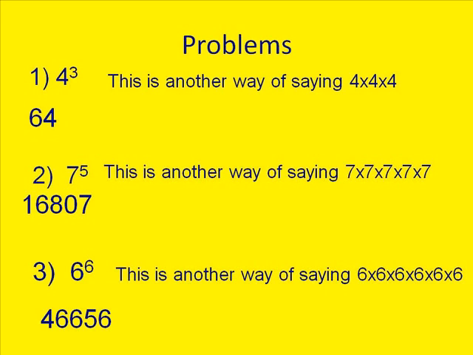2. 7 to the fifth power. This is another way of saying 7 times 7 times 7 times 7 times 7. The answer is 16,807.